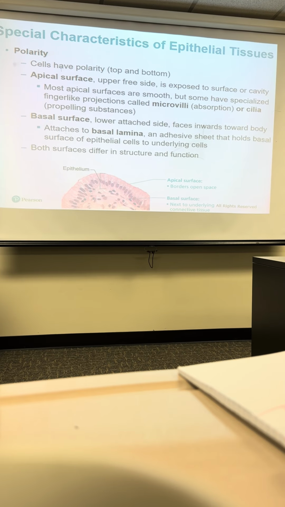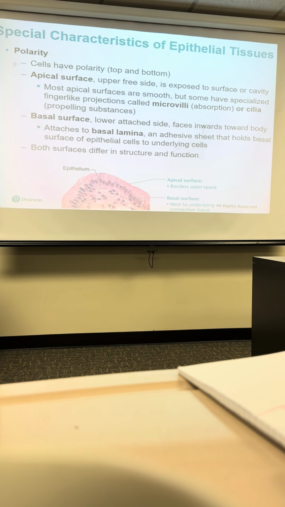Most apical surfaces are smooth, but some have specialized finger-like projections called microvilli or cilia. We just talked about that. Can you remind me, where do you find the microvilli? In your small intestine, so that you can efficiently absorb the nutrients. And where do you find the cilia, which are the hair-like structures? In your respiratory tract, right? So right outside the apical surface of your epithelium.